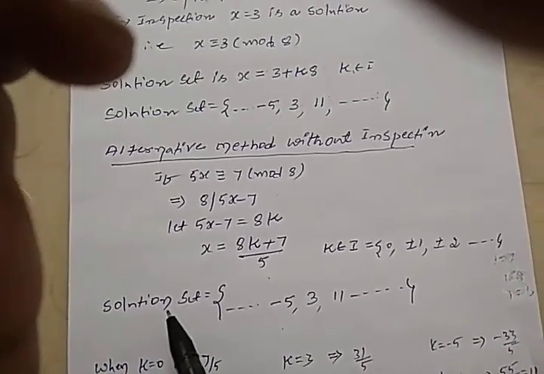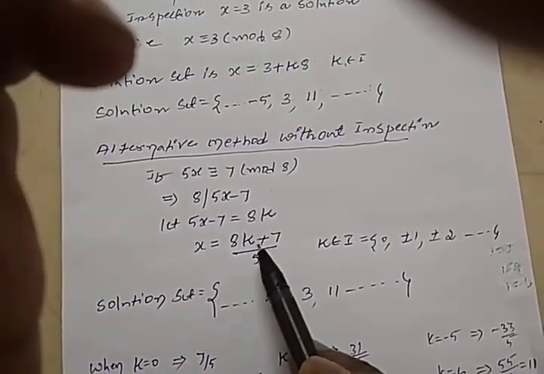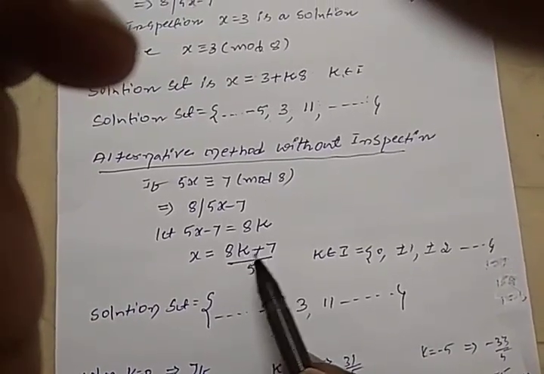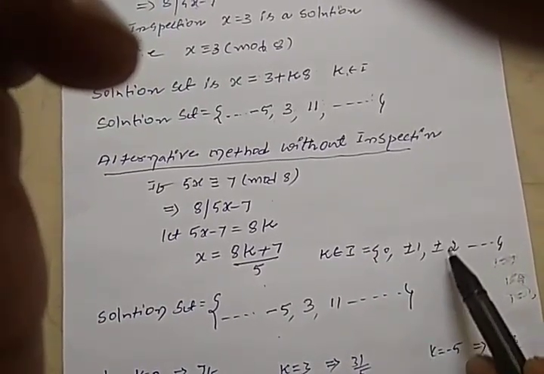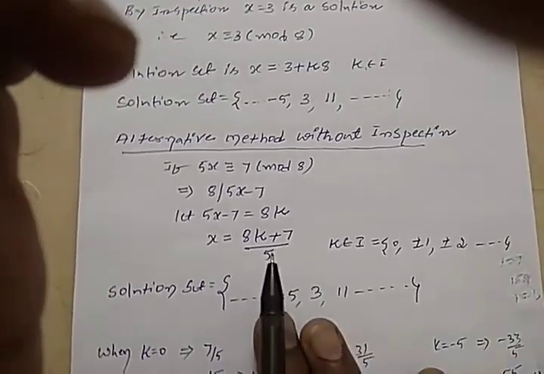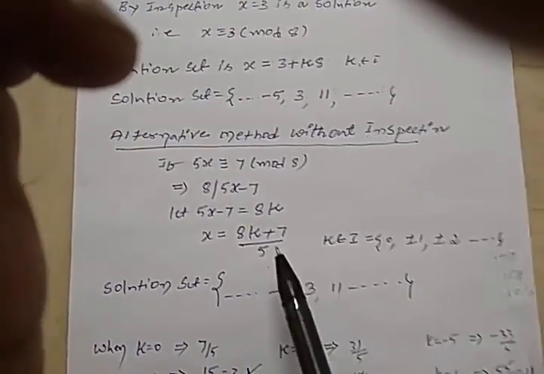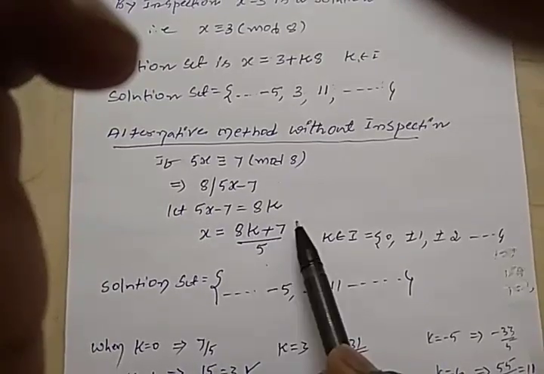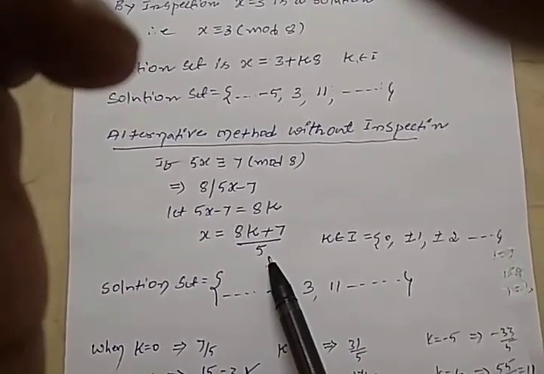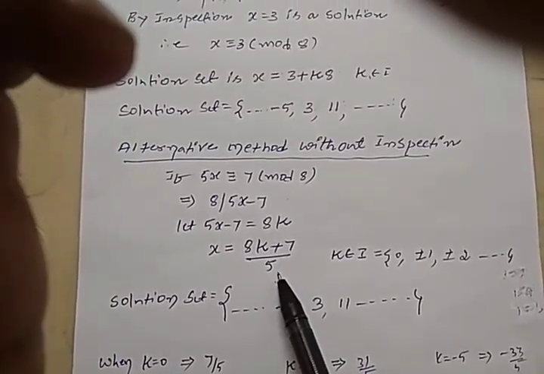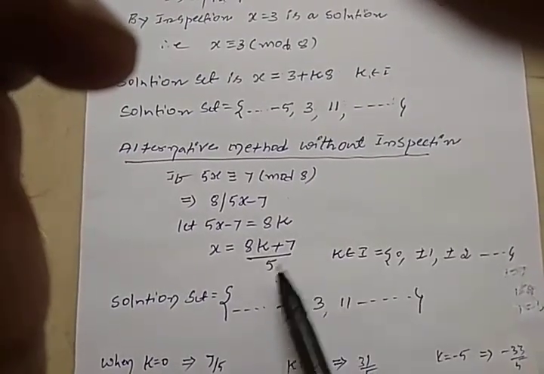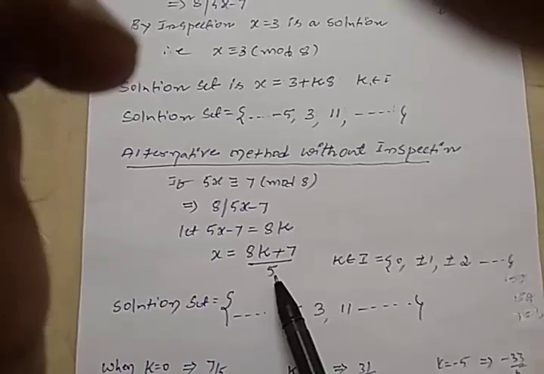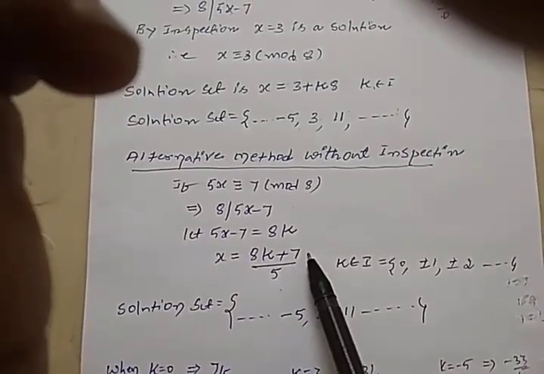Now let me see how to write the solution set. Replace the values of k: k is equal to 0, plus 1, minus 1, plus 2, minus 2, like this. If I replace k equal to 0, you will get 7 by 5. But fractions are not allowed in number theory. We know that, correct? So 7 by 5 is not an integer. Therefore, reject this 7 by 5.